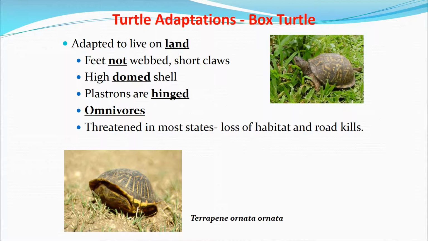Turtle adaptations, here's an example of a box turtle. They are adapted to live on land. They do not have webbed feet, they just have short claws. They have a high domed shell, and their plastrons are hinged so they can close that front part when they pull themselves in. They're omnivores, and they are a threatened species through loss of habitat. A lot of them are killed on the road.